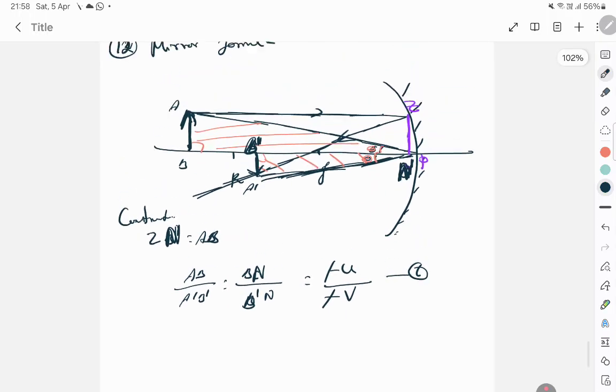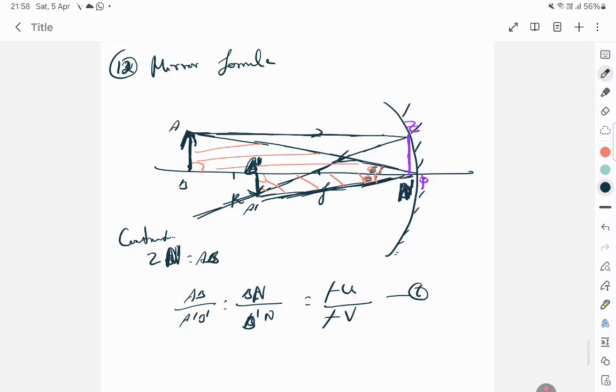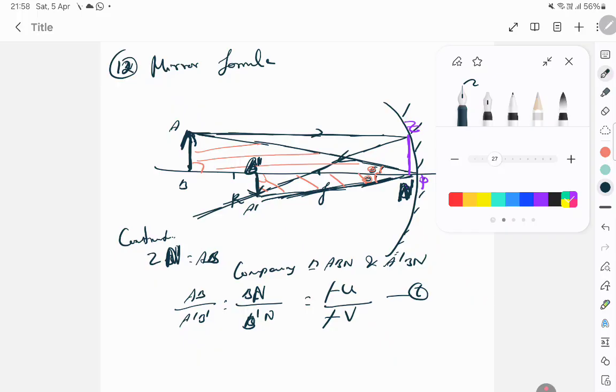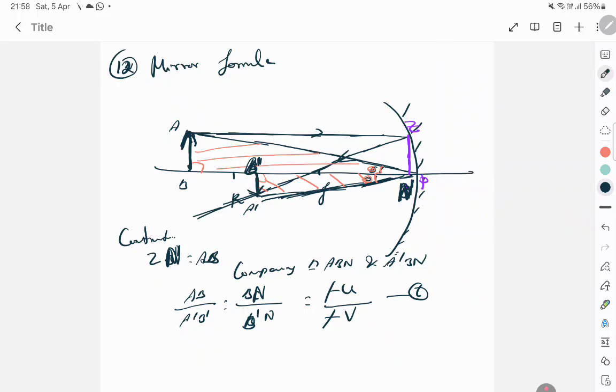Next, identify another similar triangle. Now the red color similar triangles is over. You identified ABN and A dash B dash N, comparing triangle ABN and A dash B dash N. You got this. Okay, now I have to identify some other triangle. Let me do it in different color. Okay, some other similar triangle. Can you see a triangle which is here, and this triangle here are similar because you have a vertically opposite angle.